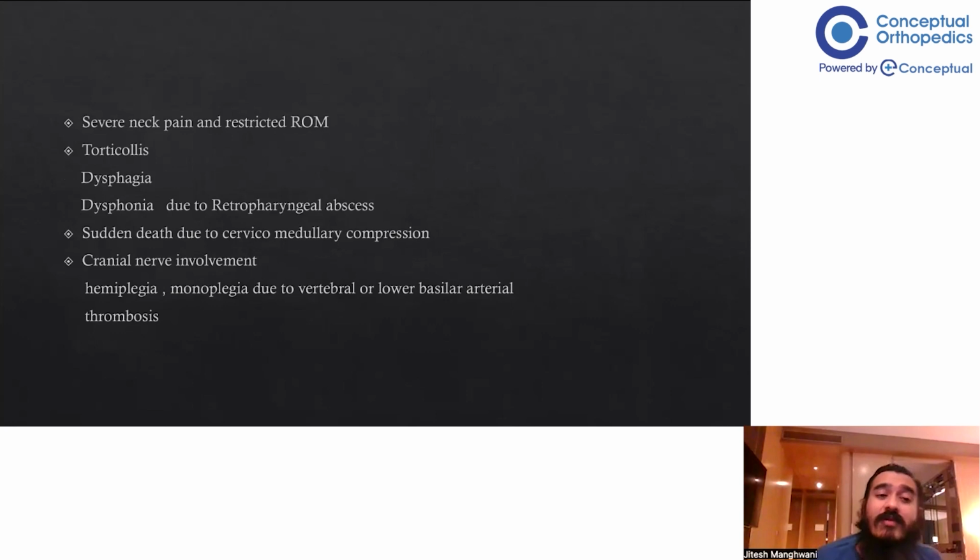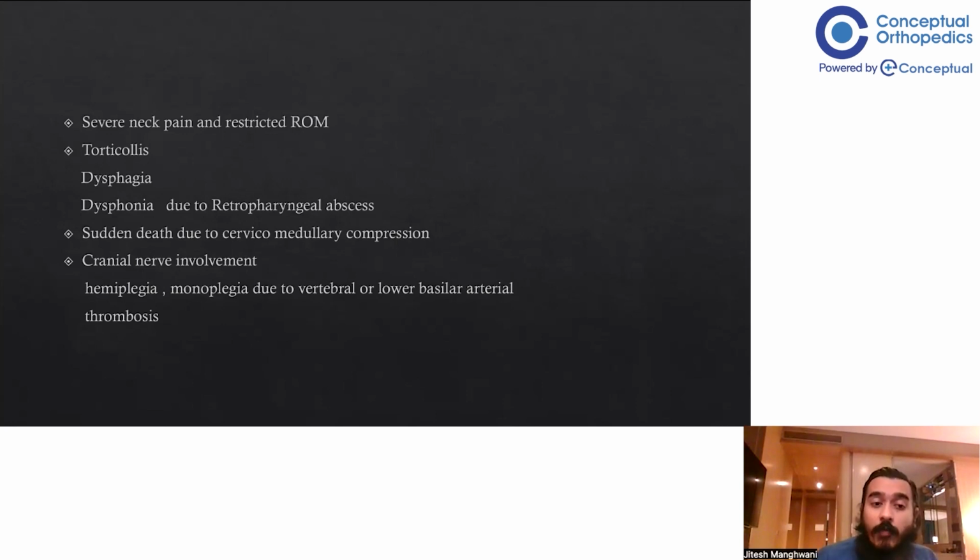The patients complain of severe neck pain and restricted range of motion. They would also complain of torticollis. The neck would be bent on one of the sides. They would be complaining of dysphagia, difficulty to eat, and also dysphonia. And why does this dysphonia happen? There is a challenge in talking, and the speech and the volume is not there. So this happens because of retropharyngeal abscess. So whenever there is retropharyngeal abscess, the patients are also going to have dysphonia.